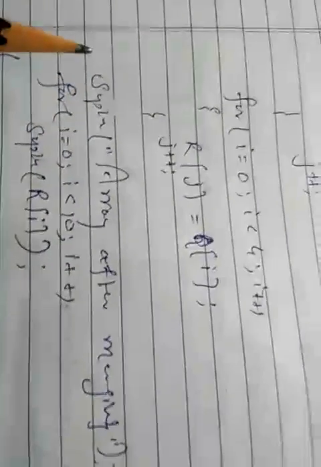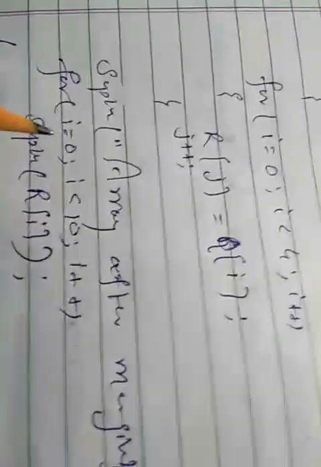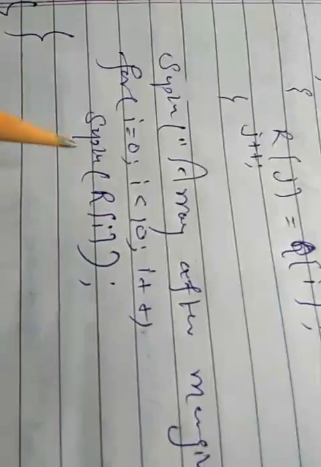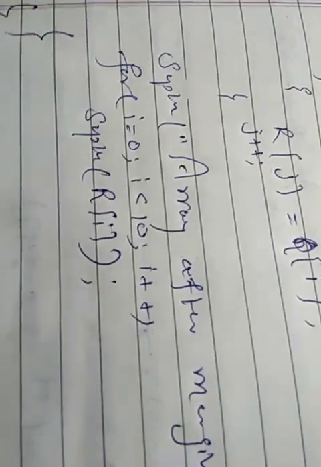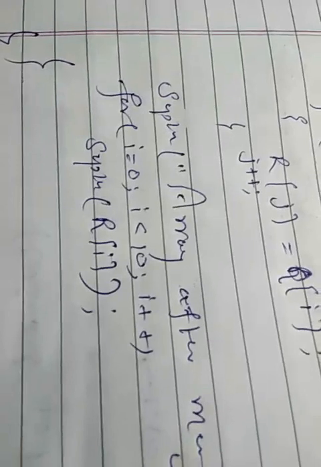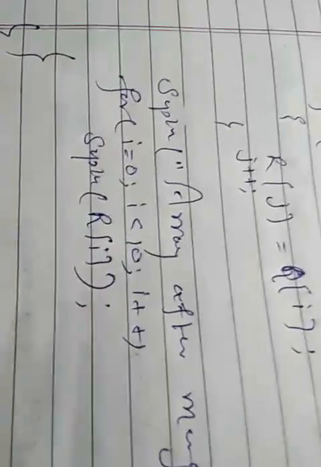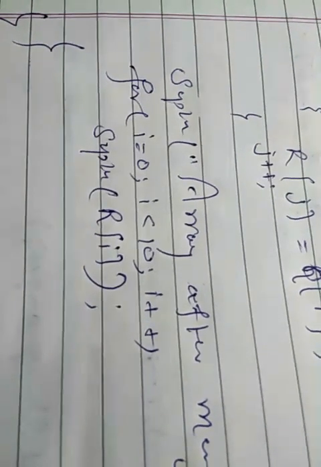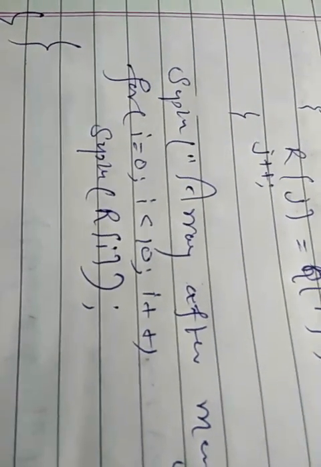And now we are printing the array after merging. So this is called the merging of two arrays. The loop will be from 0 to 10, i plus plus, and we are printing here System.out.print R of i. In this program I am writing sopln in place of System.out.print. So you will write in your notebook System.out.println, the complete statement for printing.